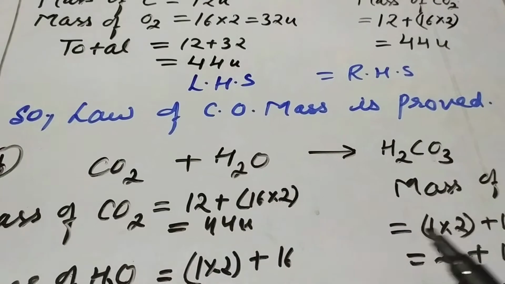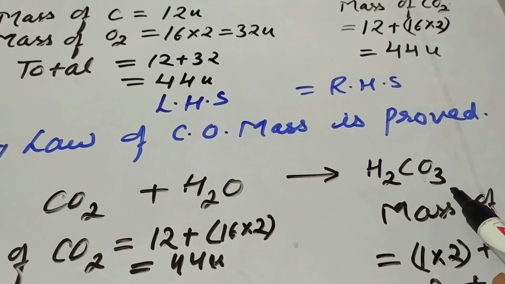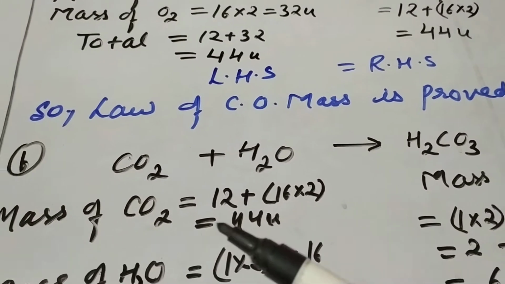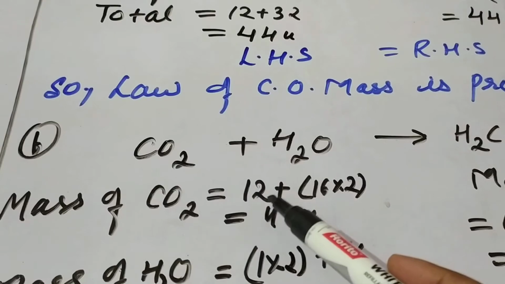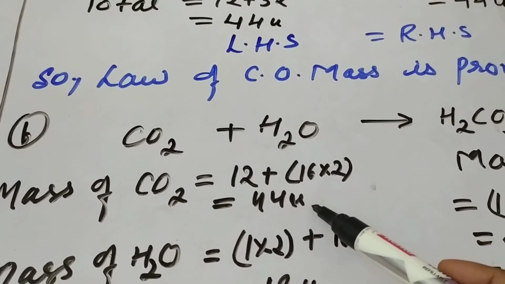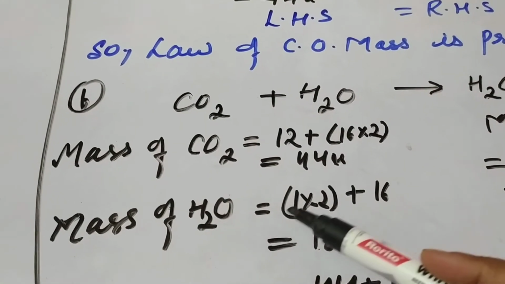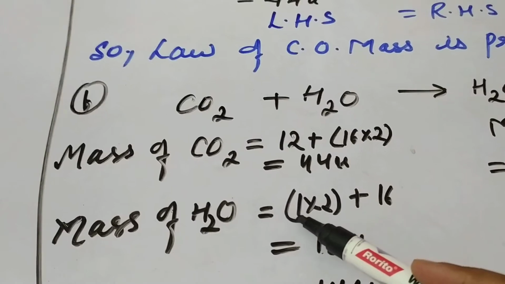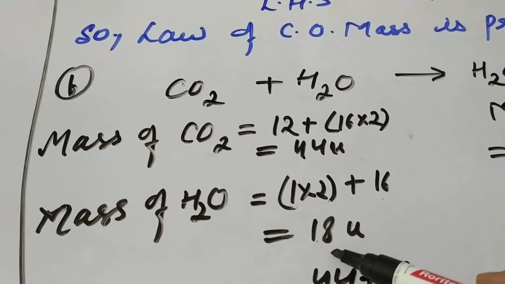Again we are taking one more example. Carbon dioxide when reacting with water will form carbonic acid, H2CO3. Now again we calculate the mass. Mass of CO2 is equal to 12, that is the mass of carbon, and oxygen 2 atoms are there, so 16 into 2, you will get again 44 U that we have calculated on the top also. Mass of water, hydrogen is having atomic mass 1, and 2 atoms are there, so into 2, plus mass of oxygen, so that is 18 U.